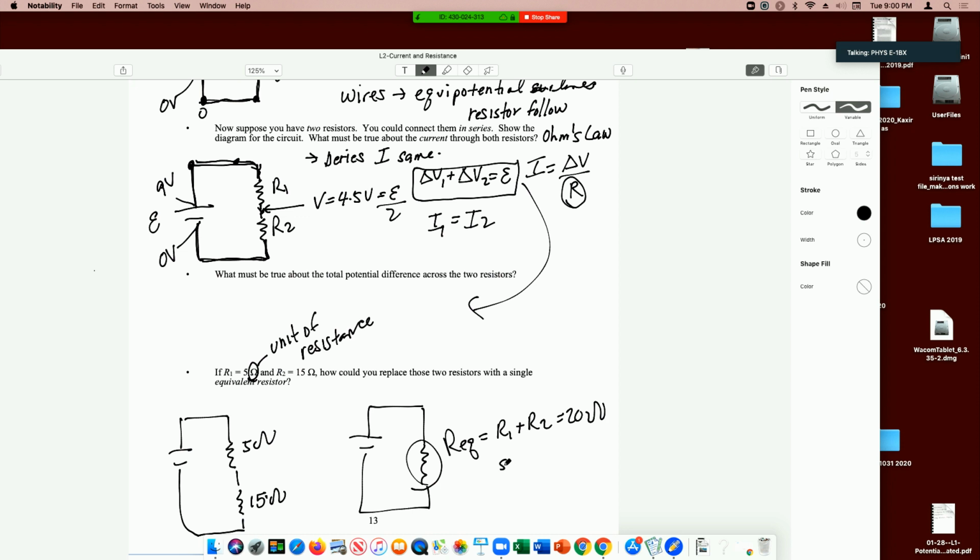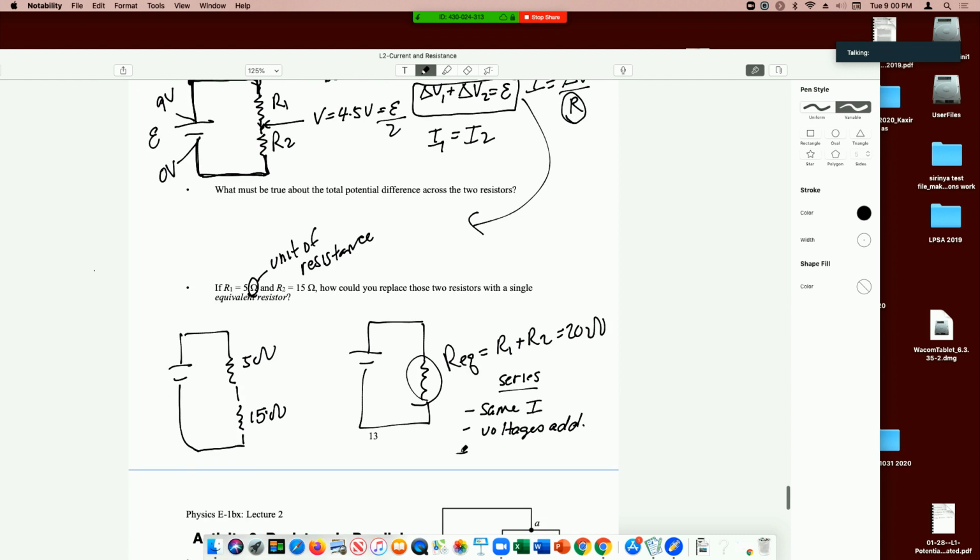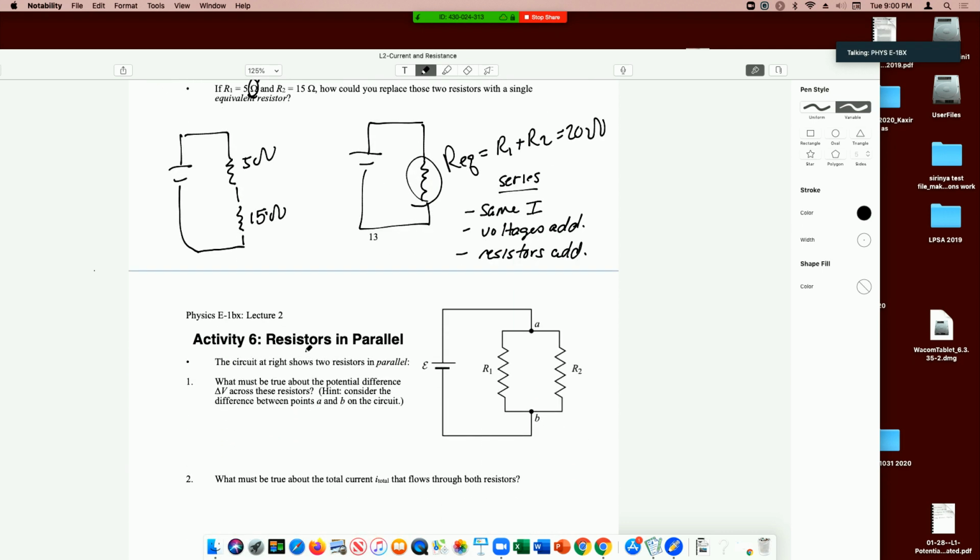Okay, so in series, you've got the same current, the voltages add, and the resistors add. Okay, and we'll pick up with resistors in parallel next time. That's where we'll pick up next week.